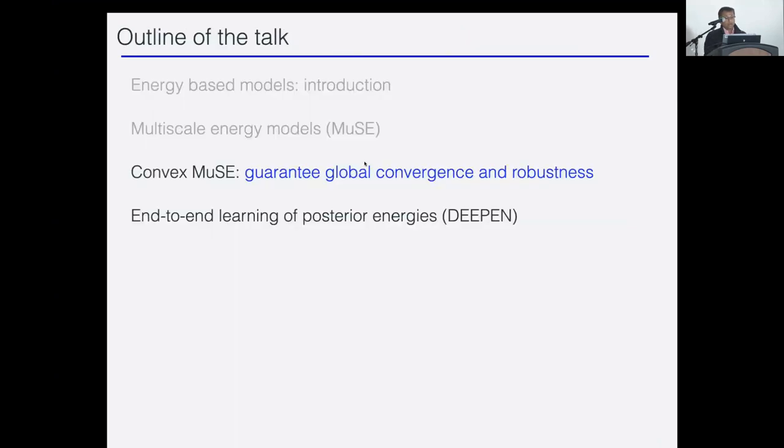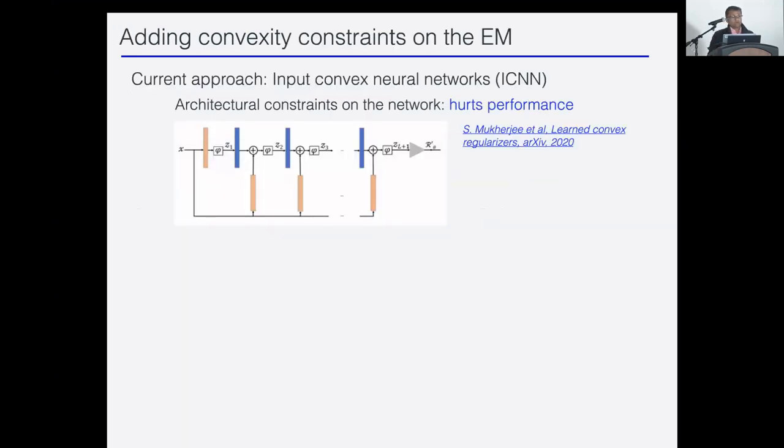Okay, so let me move on. So we were looking at multi-scale energy models. It can offer some good convergence, but there are no guarantees. It is a heuristic method, and it works well. But now the question is, can we add some additional constraints on the energy model to guarantee global convergence and also robustness? So people have looked at adding convexity constraints to these explicit energy models.